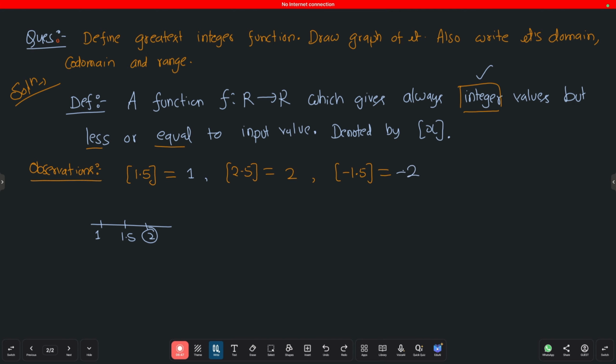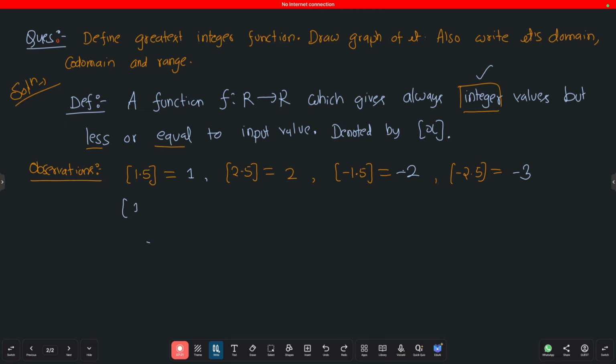So if I ask you what is -2.5, then -3. The reason is that if you give answer -2, then it is greater than the input, but greater than input is not allowed. Just before whatever input, see what is the integer just before this. This is in case of non-integer input.